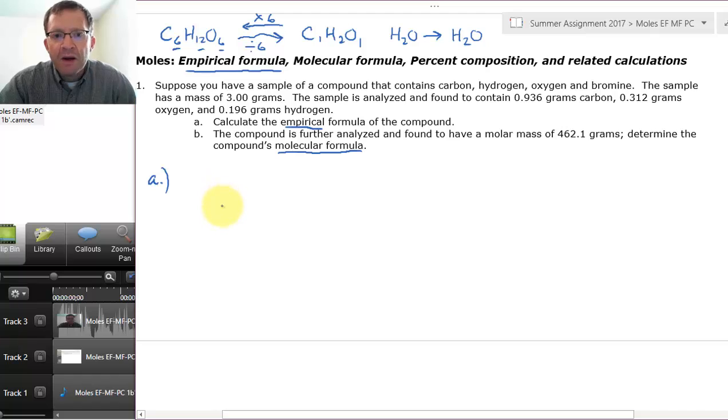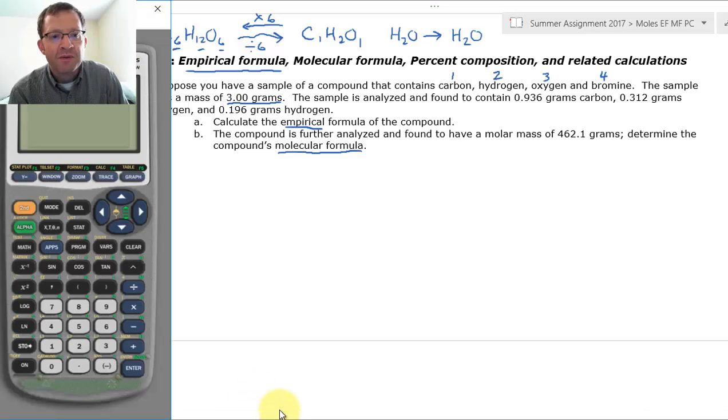We've been given, it says here, a compound that contains 4 elements. We've got carbon, hydrogen, oxygen, and bromine. So we need to account for all 4 of those elements in our formula. And it says that the sample we're studying here has a mass of 3 grams. So in this sample, there are 4 elements and a total of 3 grams. I've also got some information here that tells me I've got 0.936 grams of carbon, 0.312 grams of oxygen, and 0.196 grams of hydrogen. Notice it didn't tell me how much bromine I've got, at least not deliberately here. We can figure out how much bromine we have by subtraction, and we'll do that here in just a minute. That's what's coming up next.